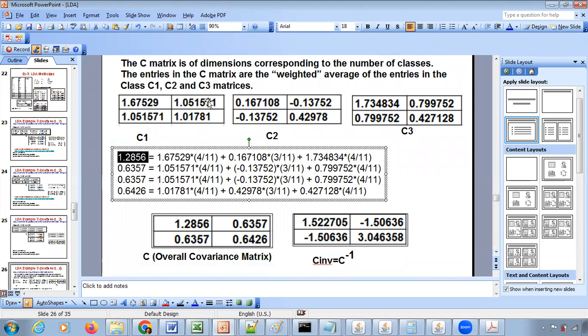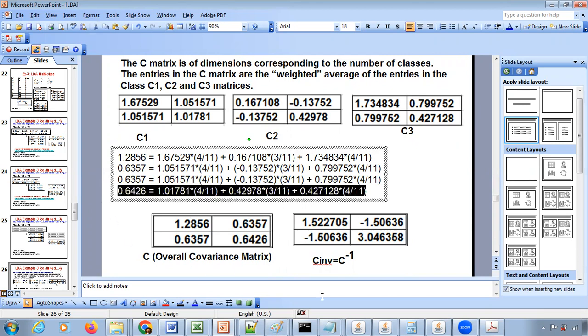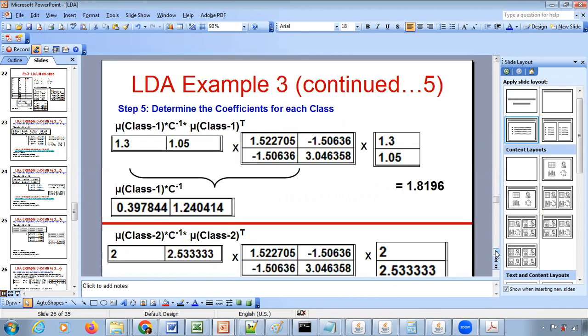You do that for each entry. So this: 1.051571 times the 4 over 11 for class 1, plus negative 0.13752 times 3 over 11, plus the 0.799752 times 4 over 11, you get 0.6357. Again, the same entries here in this cell as well, so you get the same 0.6357. This cell: 1.01781 times 4 over 11, and then 0.42978 times 3 over 11 plus 0.42712 times 4 over 11, you get 0.6426.